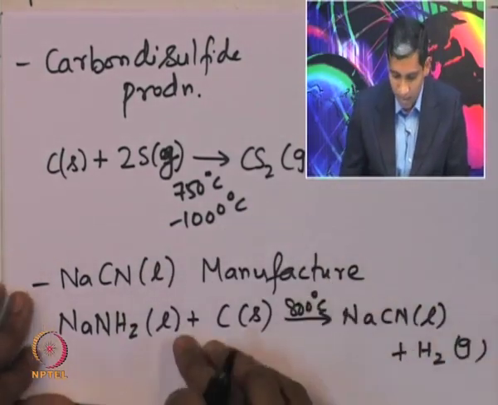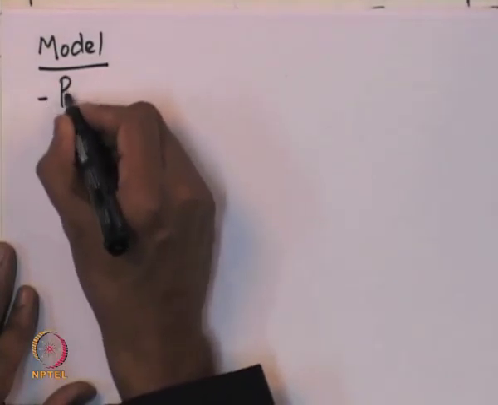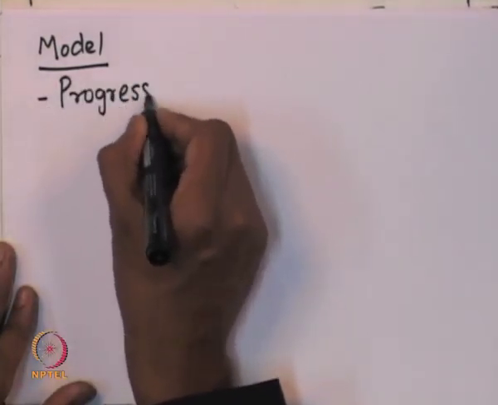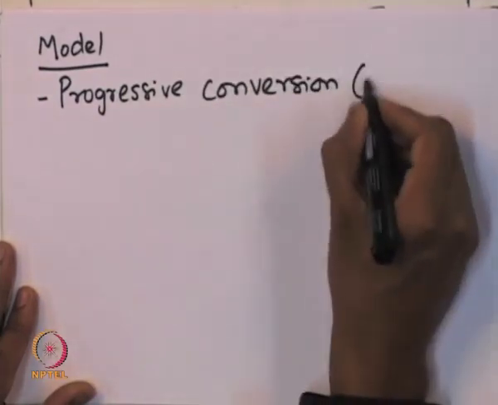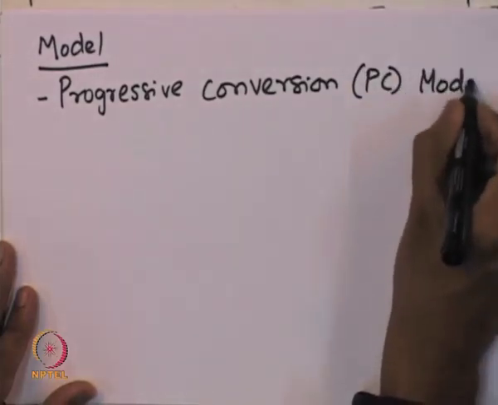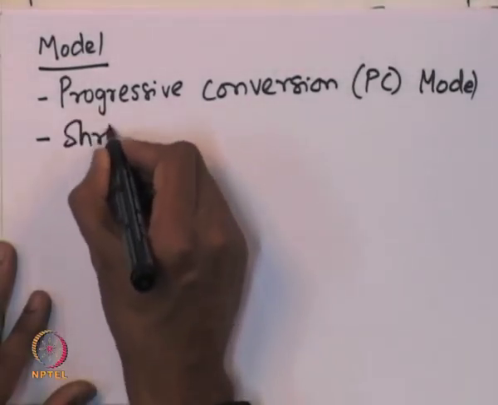So, there are many other processes for which such a mode of fluid solid non-catalytic reaction has been observed. So, now let us attempt to model this system, model the fluid solid heterogeneous reaction. There are two types of models that have been proposed. The first model is called the progressive conversion model. I call it PC model. The second model is called the shrinking core model.